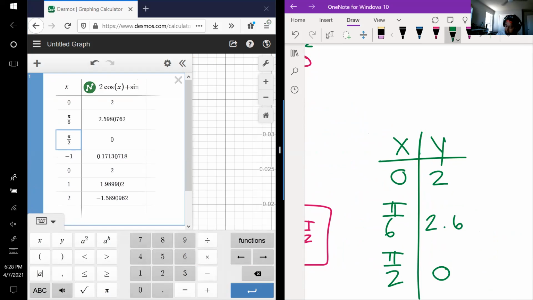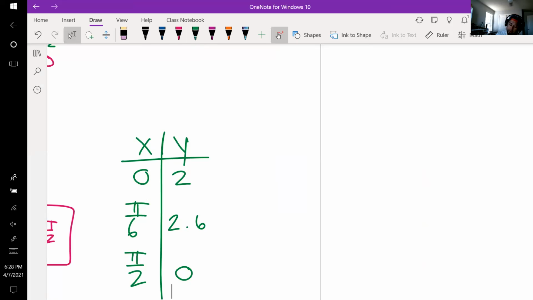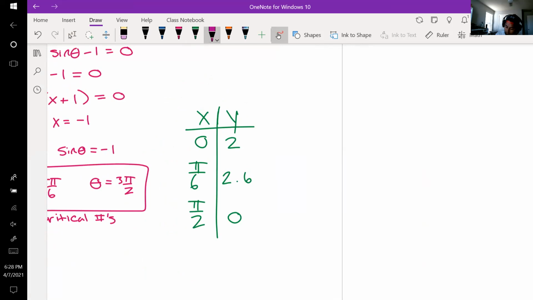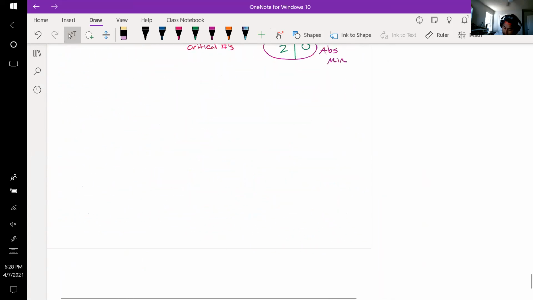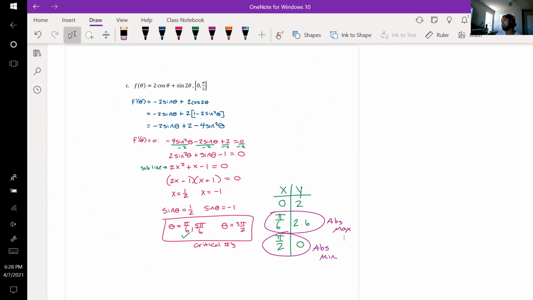All right. Where's my absolute minimum? 0. Where's my absolute max? 2.6. There we go, y'all. That's it, right? Done. That's how you find critical numbers and absolute maximums and absolute minimums. I believe next class, we're going to take critical numbers and find local maximums and minimums by creating sign charts and a bunch of fun stuff. So that's it. We are done.